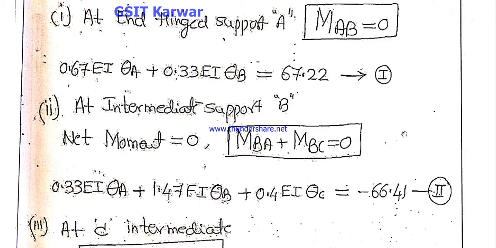Next, at intermediate support B, by applying the equilibrium condition, moment BA plus moment BC is equal to 0. Here we already derived the equations for moment BA and moment BC, so we can substitute them here. By substituting and solving that equation, we get this final equation. You can give it equation number 2.